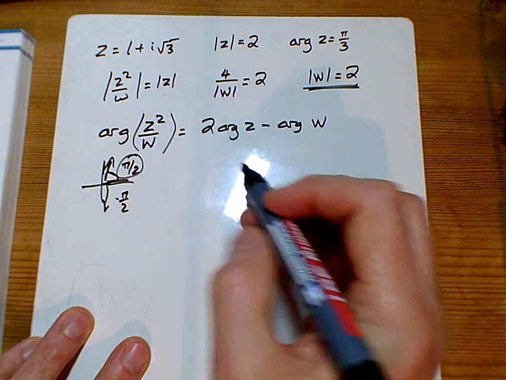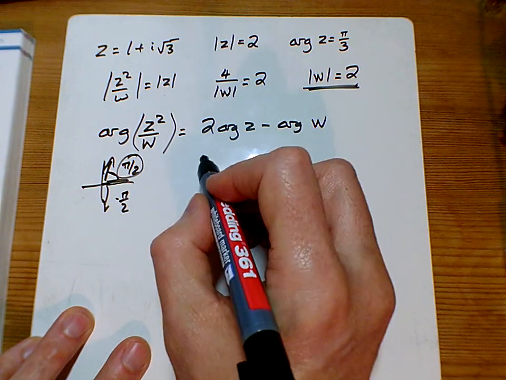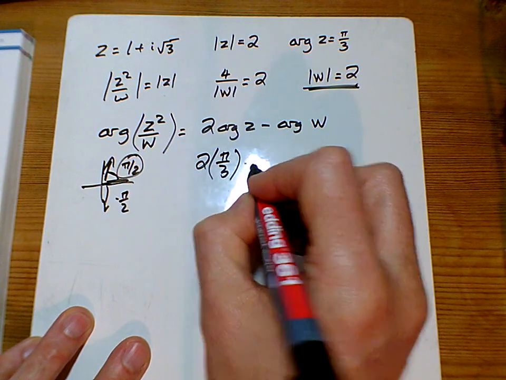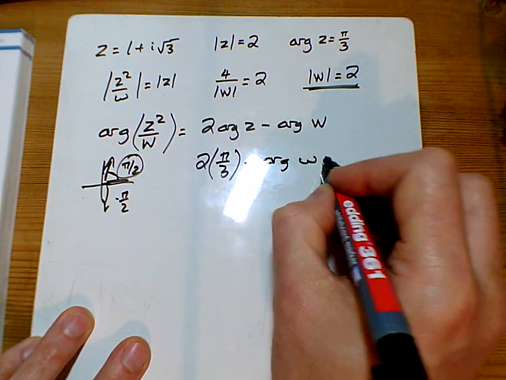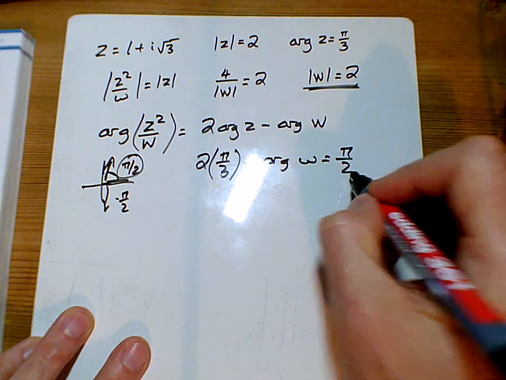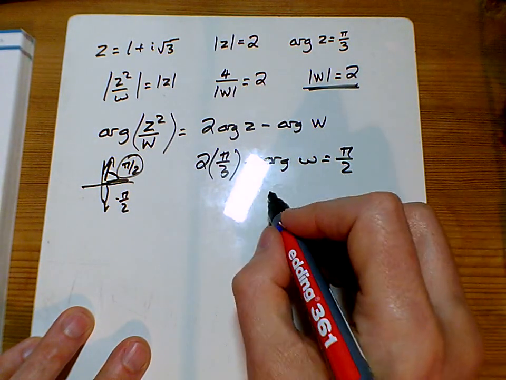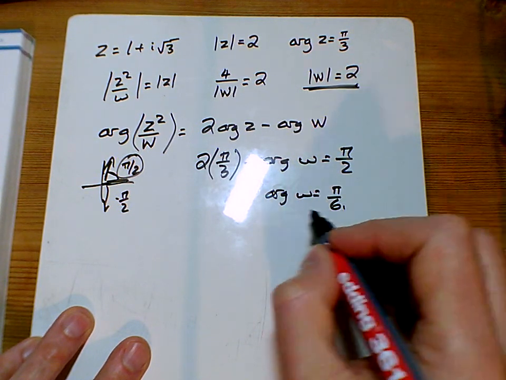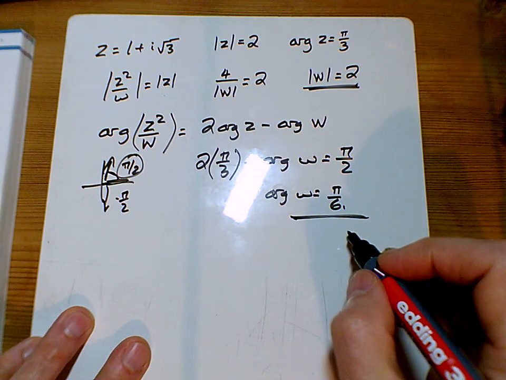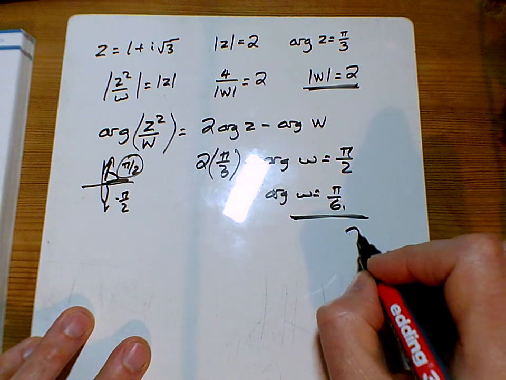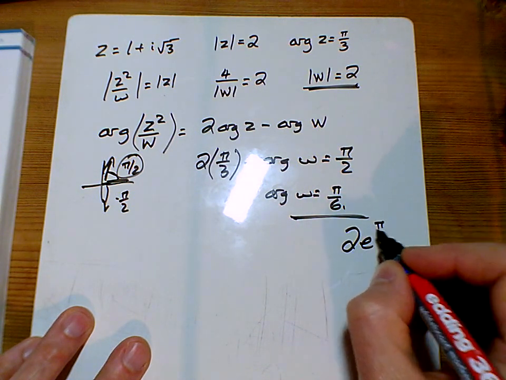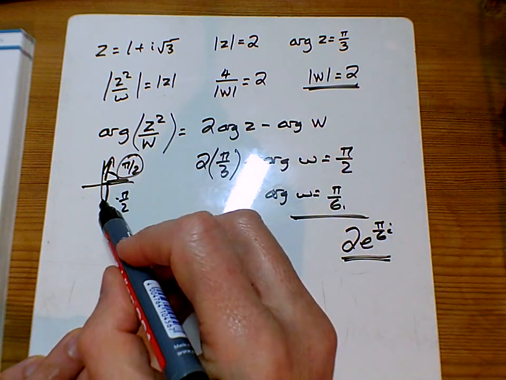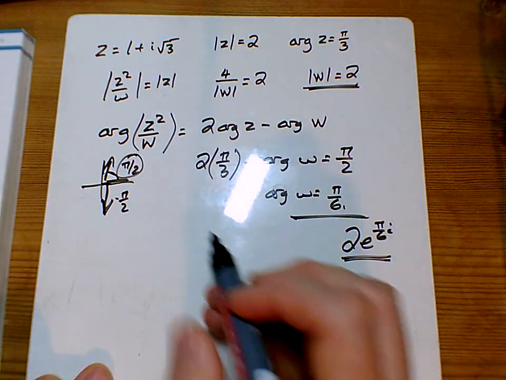So pi over 2. Look, this is what I'm thinking. I've got 2 lots of the argument of z minus the argument of w, and I think that's going to equal pi over 2. So that would tell me that the argument of w was going to be pi over 6 for that bit there. So my first answer is 2e to the pi over 6i. But also maybe there's a bottom one going down there as well.